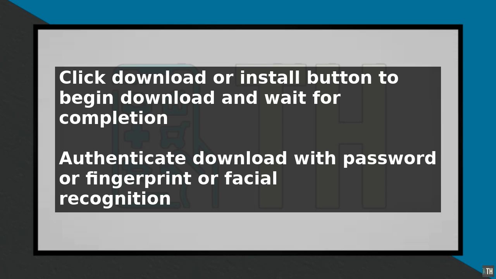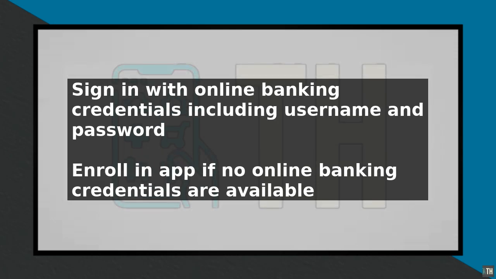You will be prompted to sign in with your online banking credentials, including your username and password. If you do not have online banking credentials, you can enroll in the app by clicking the Enroll button and following the prompts. Once you have signed in, you will have access to a variety of features and services, including account balances, transaction history, and bill pay. You can also use the app to deposit checks, transfer money, and pay bills.